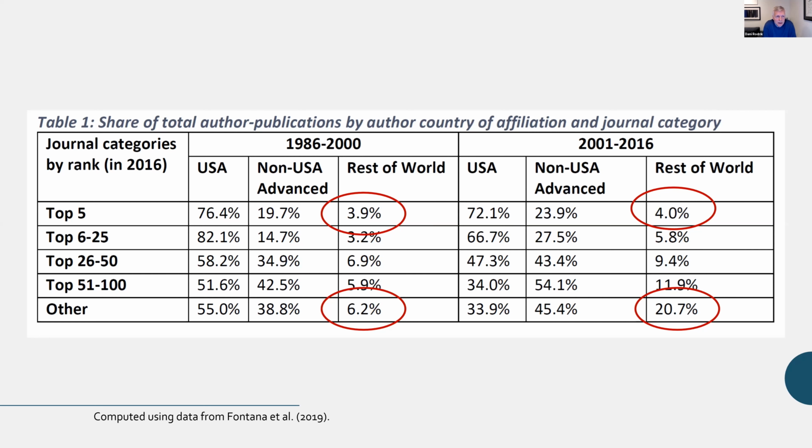has not increased. Where the share of the rest of the world in developing countries has increased is in journals that are relatively less well ranked. So if you look at the other row, journals that are ranked below 100, there you see a significant increase in published articles from authors based in the rest of the world. So that loosely tells me that there has been an increase in the supply of economic research in the rest of the world, but it's not reflected in the top journals.